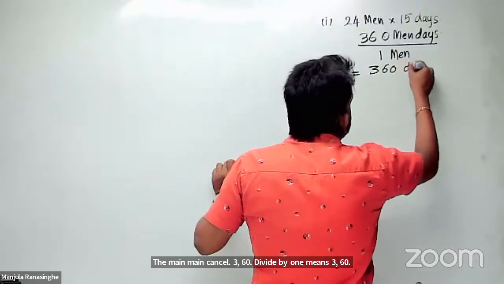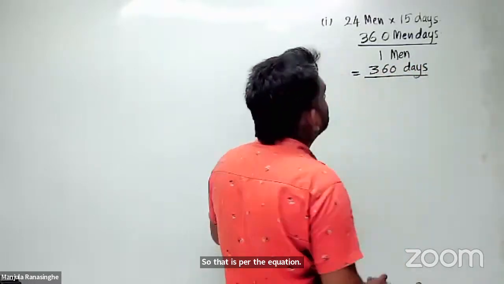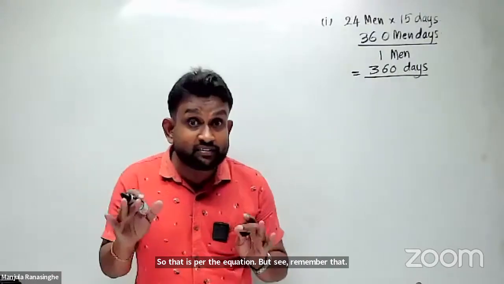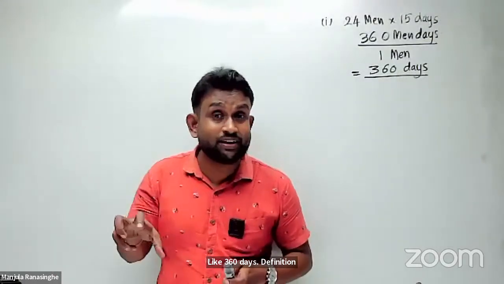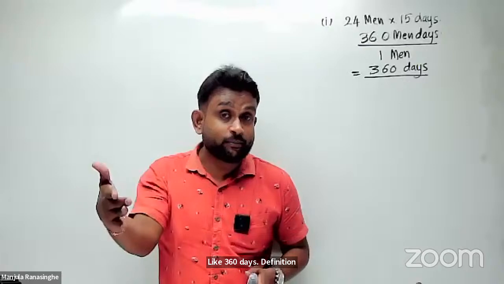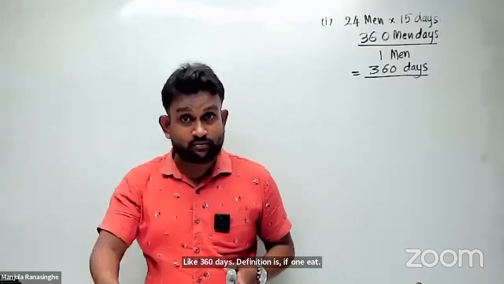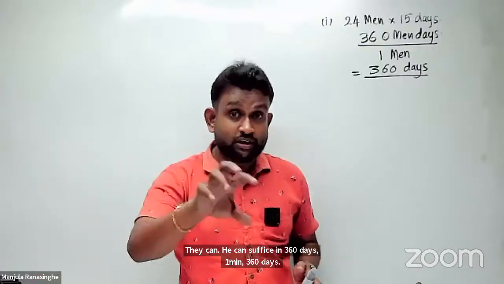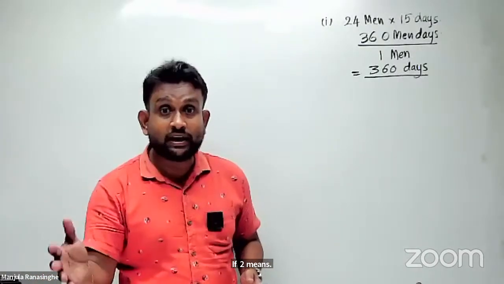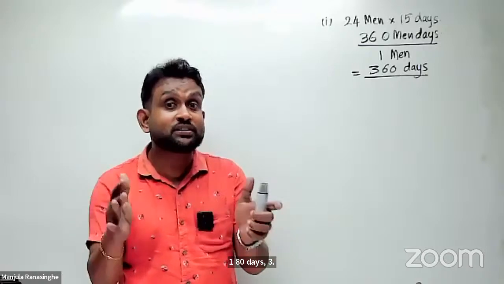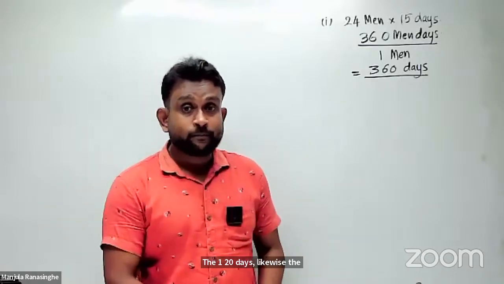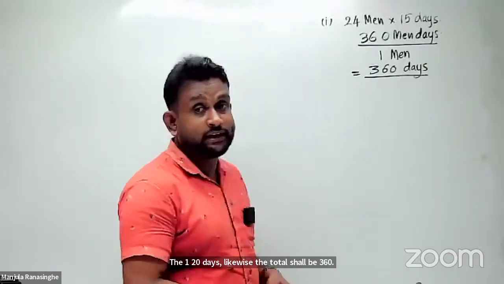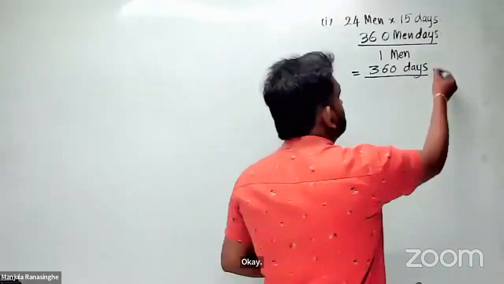So that is per the equation, but remember that the 360 man-days definition is if one man eats, he can be sufficient for 360 days. One man, 360 days. If two, it means 180 days, three means 120 days. Likewise, the total shall be 360 man-days. For that one, you have 2 marks.